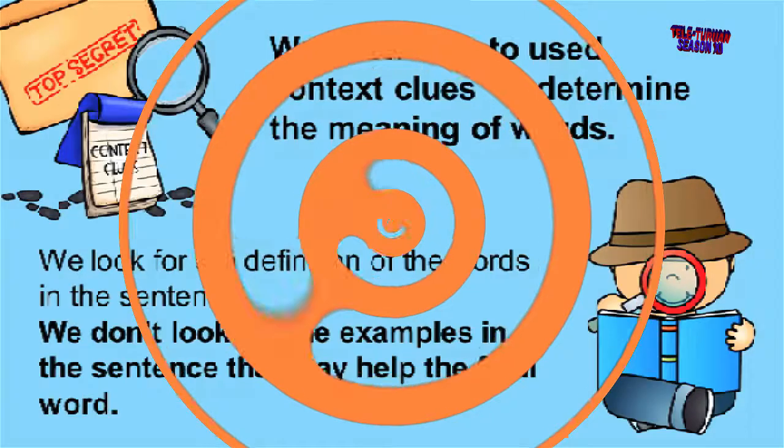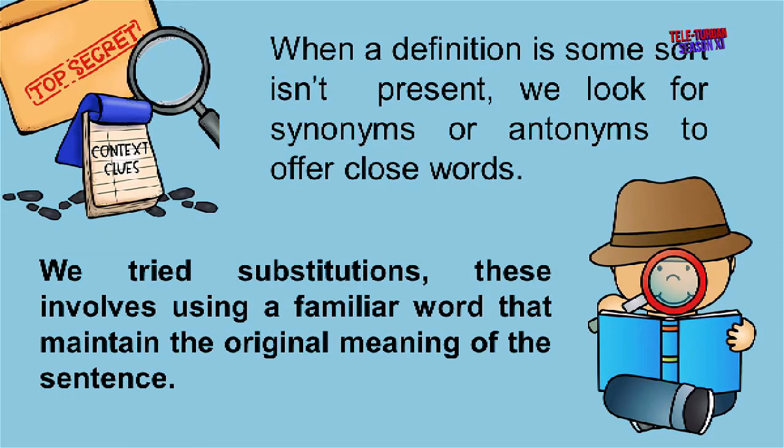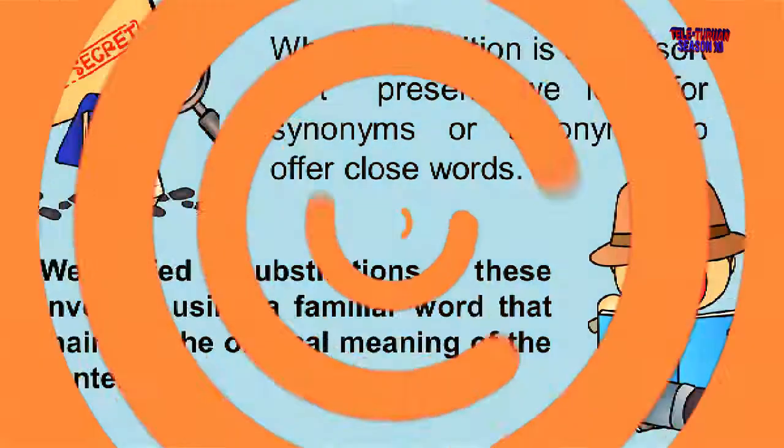To sum it up, we learned how to use context clues to determine the meaning of words. We explored several methods for this. First, we look for the definition of the word in the sentence. Next, we look for an example in the sentence that may help. When a definition isn't present, we look for synonyms or antonyms to offer close words. Finally, we tried substitution. This involves using a familiar word that maintains the original meaning of the sentence.